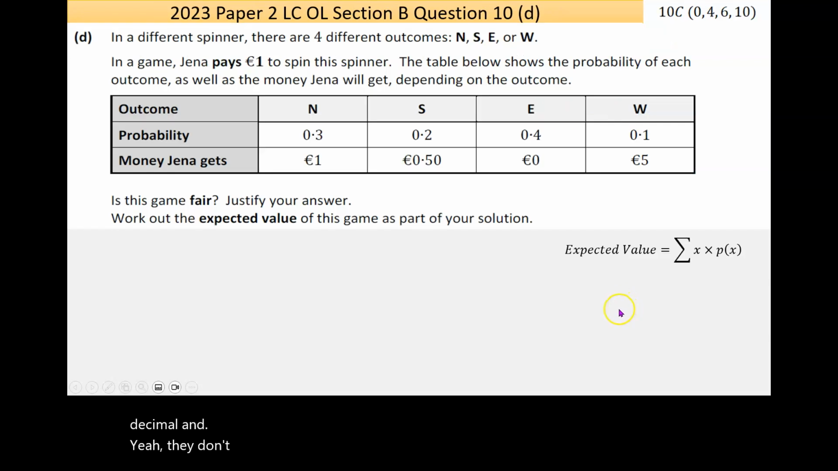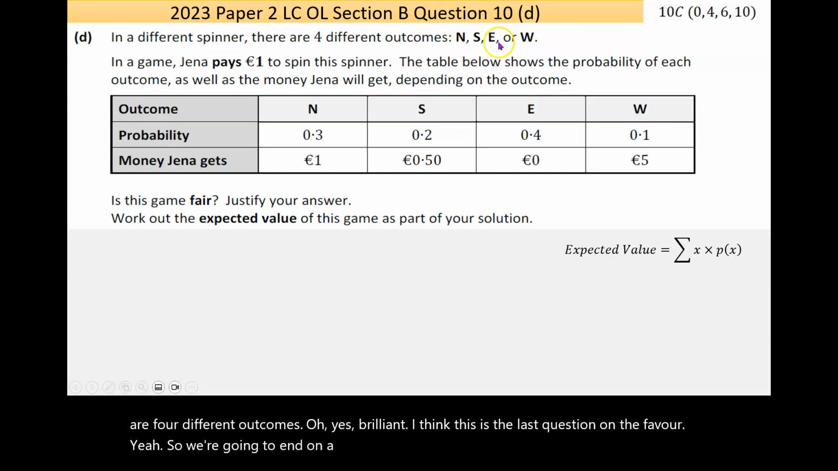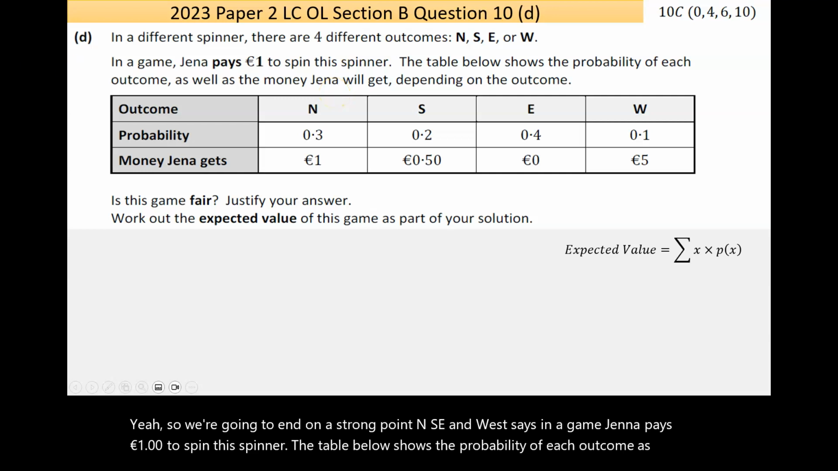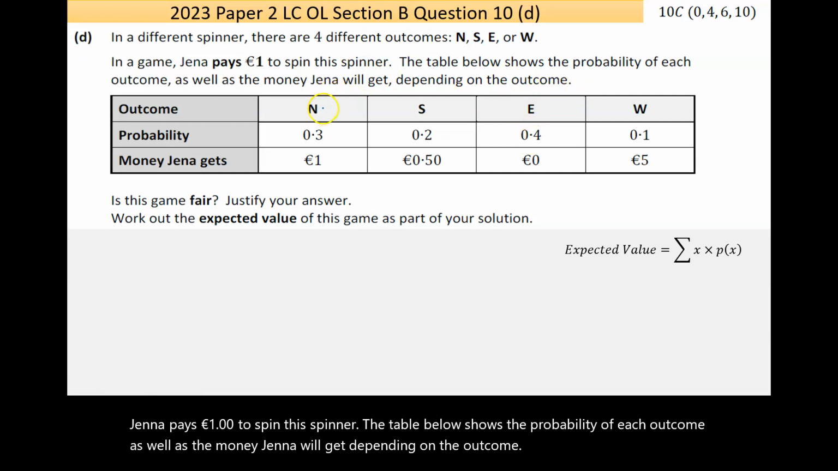So part D here is a 10 marker. Now this is in a different spinner. There are 4 different outcomes. Oh yes, brilliant. I think this is the last question on the paper. Yeah. So we're going to end on a strong point. North, south, east, and west. It says, in a game, Jenna pays €1 to spin this spinner. The table below shows the probability of each outcome as well as the money Jenna will get, depending on the outcome. So if she gets an N, there's a probability.